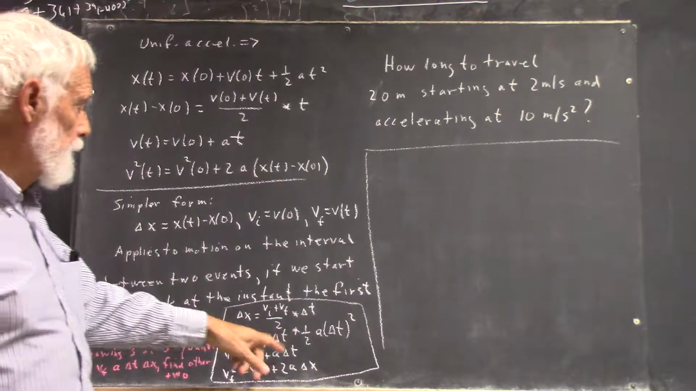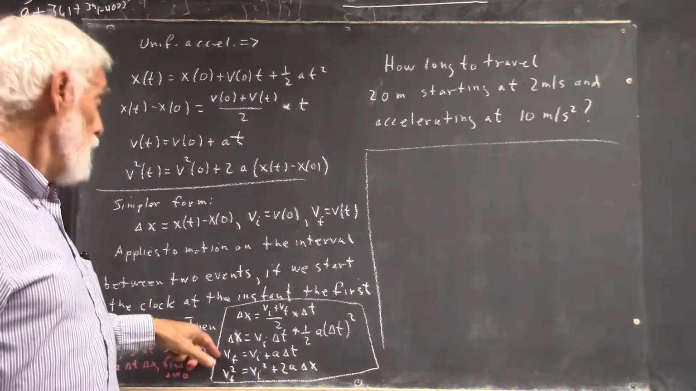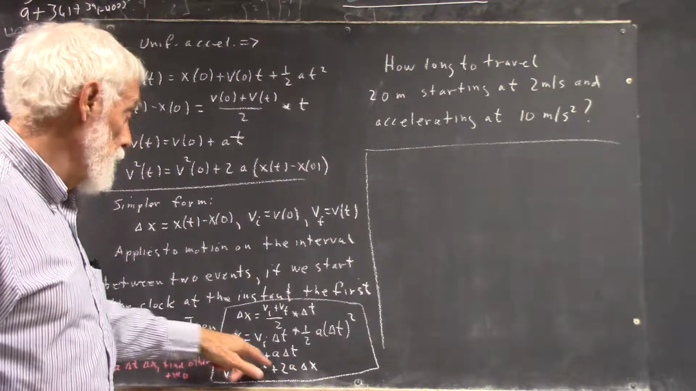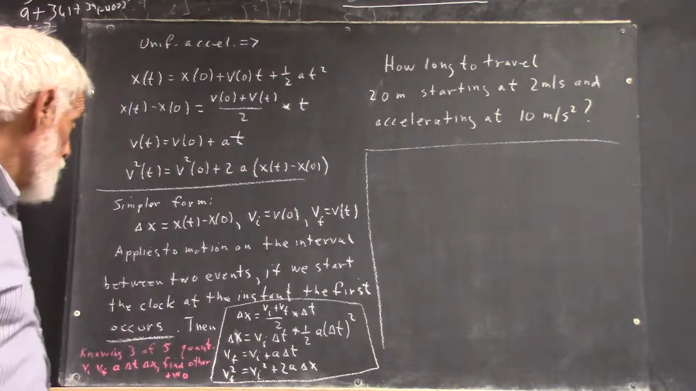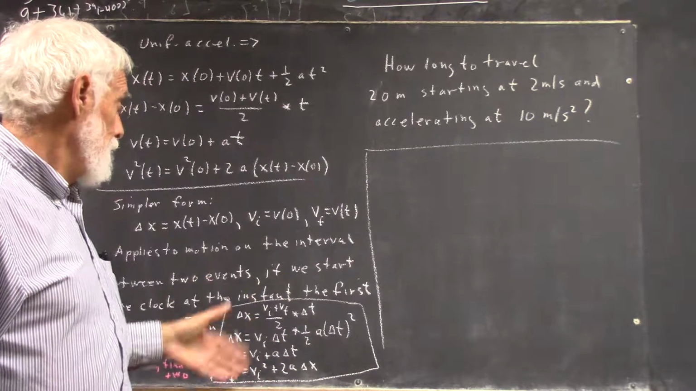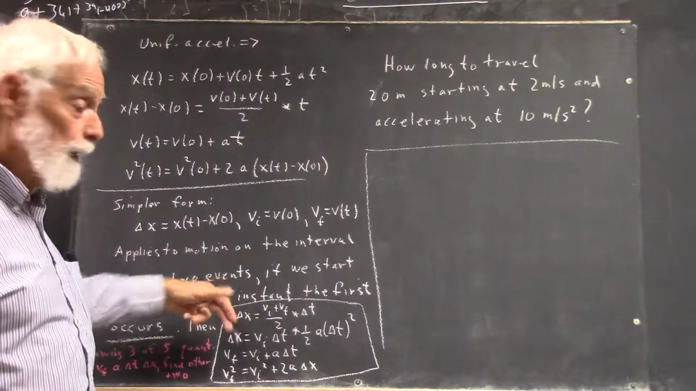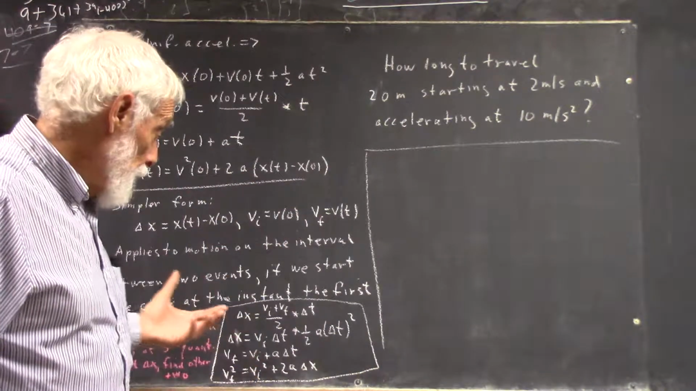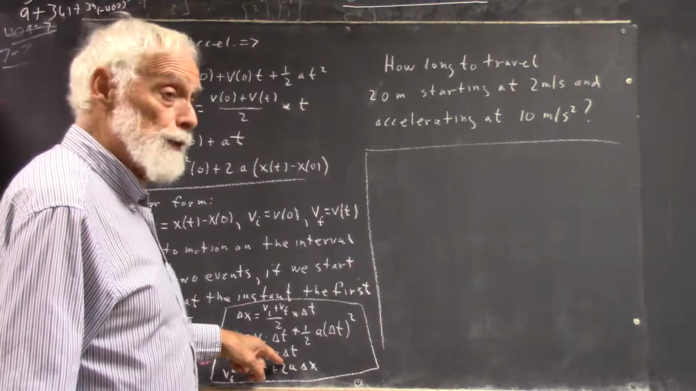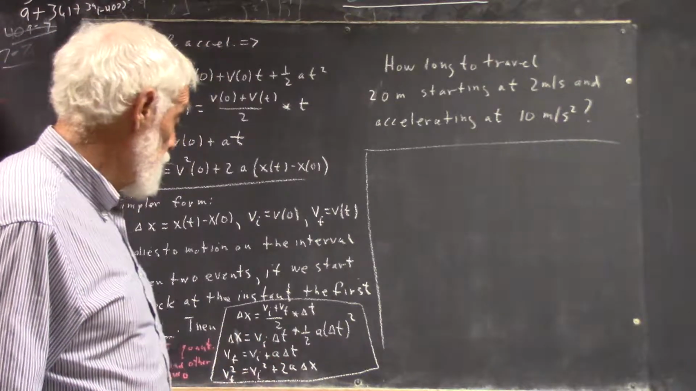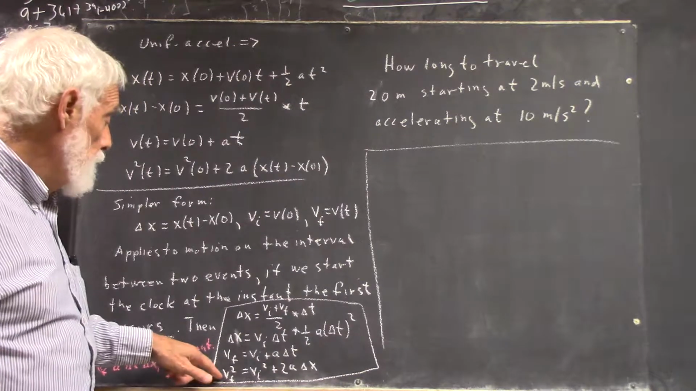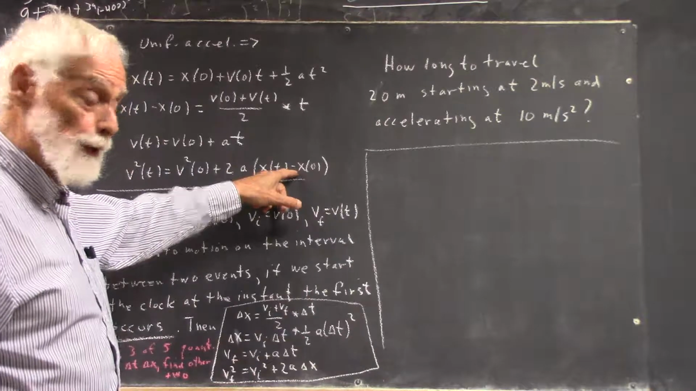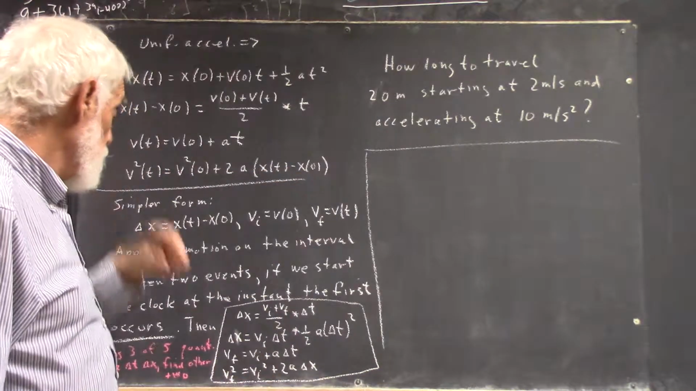Vf is vi plus a delta t. Why? Because Vf minus Vi is the change in velocity. If you divide that by delta t, you get the acceleration. Okay, you just rearrange this to say acceleration is Vf minus Vi over delta t, change in velocity divided by change in time. And that's got to be so because you have a uniform acceleration. Okay? And then Vf squared equals Vi squared plus 2a delta x, which is just this equation with given notation.